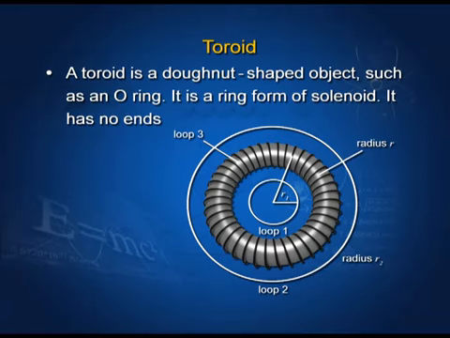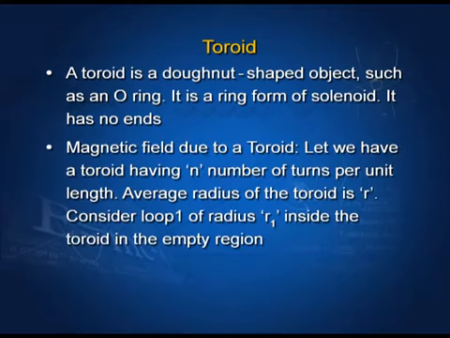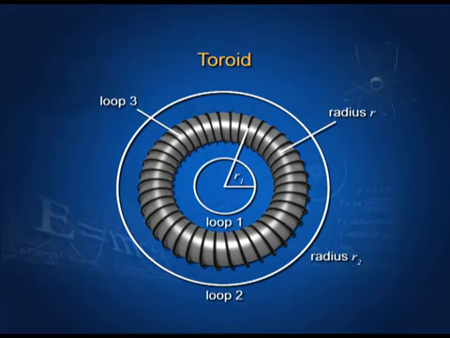Toroid. A toroid is a donut-shaped object such as an O ring. It is a ring form of solenoid. It has no ends. If we have to calculate the magnetic field due to a toroid, we can obtain its value using Ampere's circuital law. Let us have a toroid having n number of turns per unit length. The average radius of the toroid is small r. In order to calculate the magnetic field, we consider three loops.